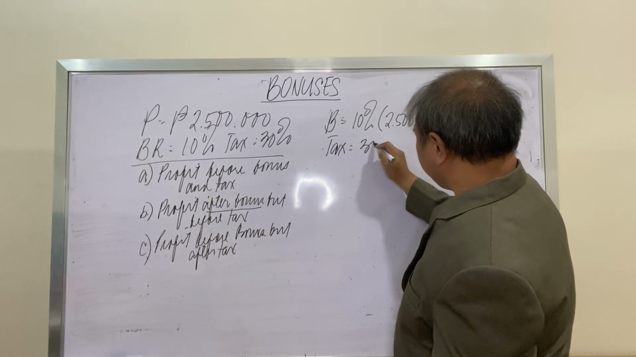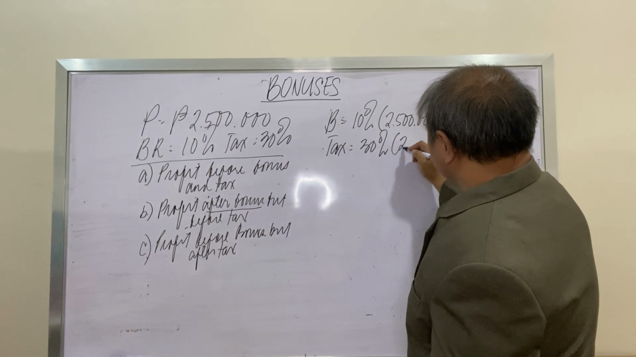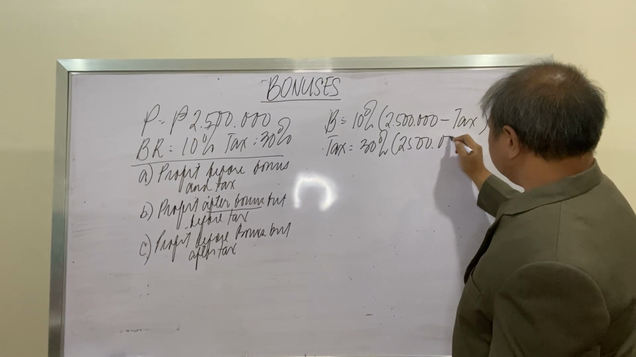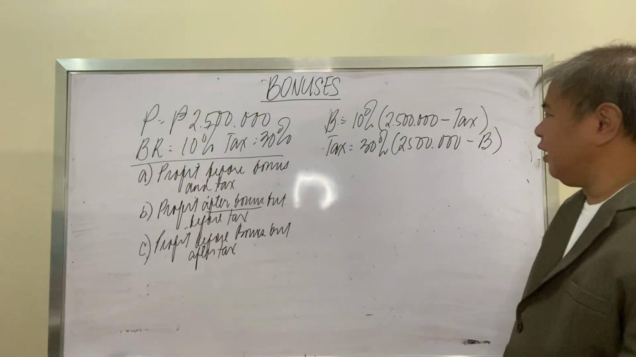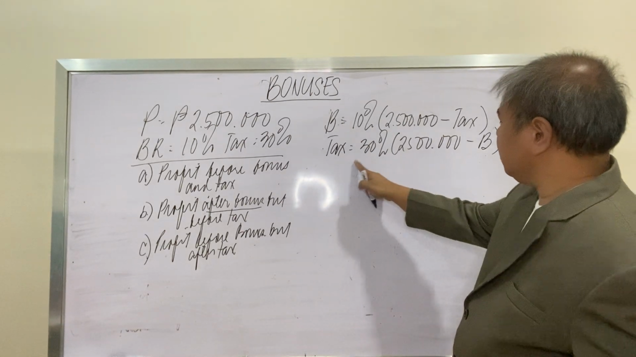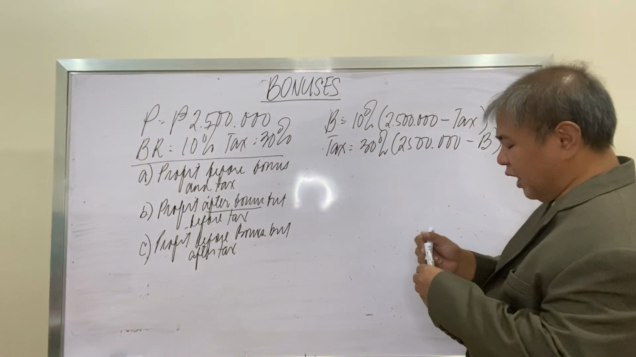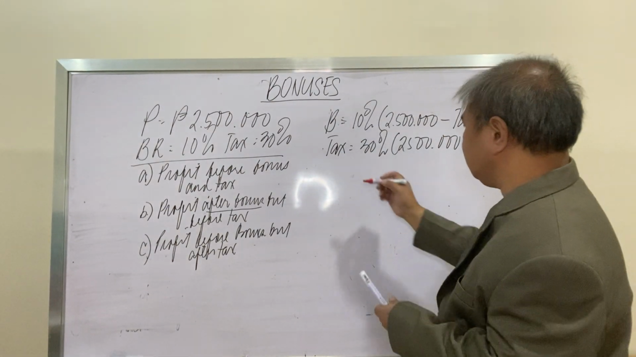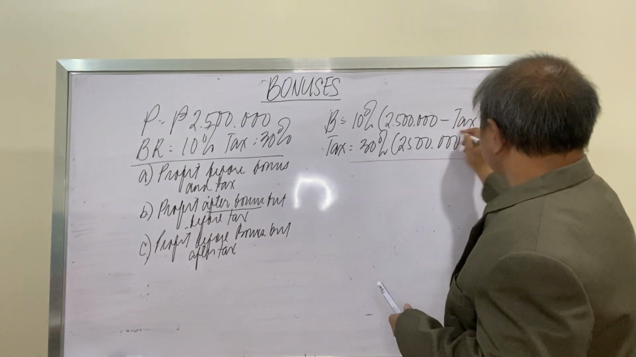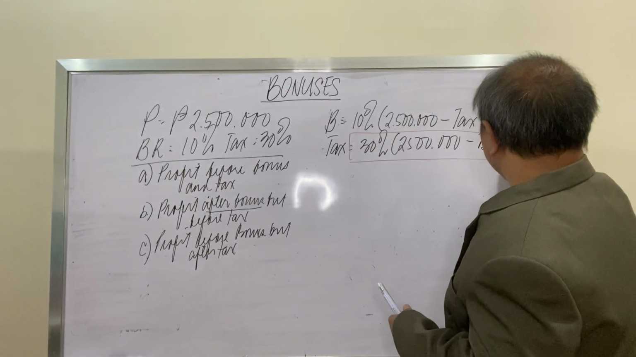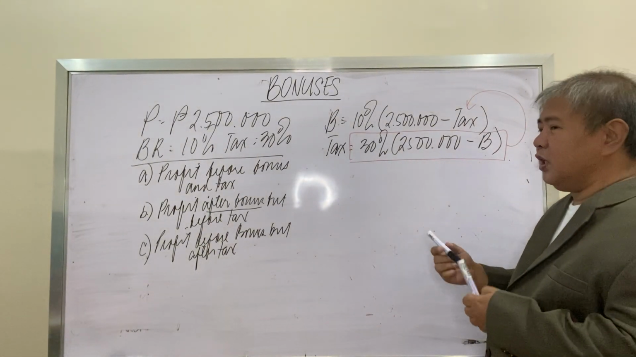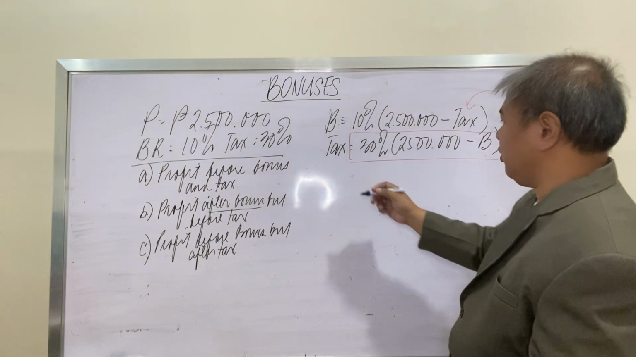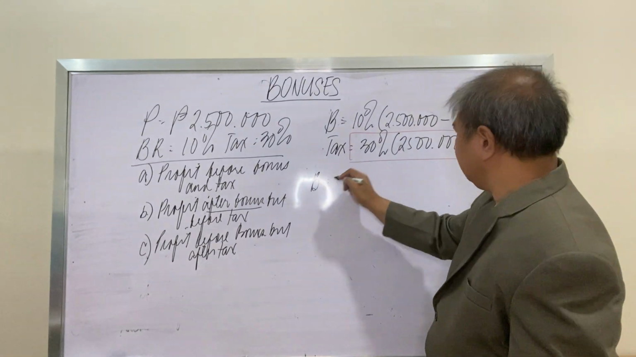So tax is 30% of 2.5 million minus the bonus. Okay? So we will now substitute this formula into the tax formula. So this formula will then be substituted here. Now this is getting a little bit complicated because this is algebra. So bear with me. Okay?